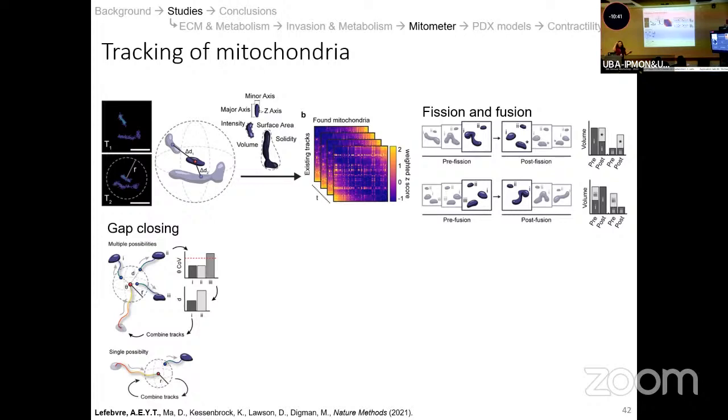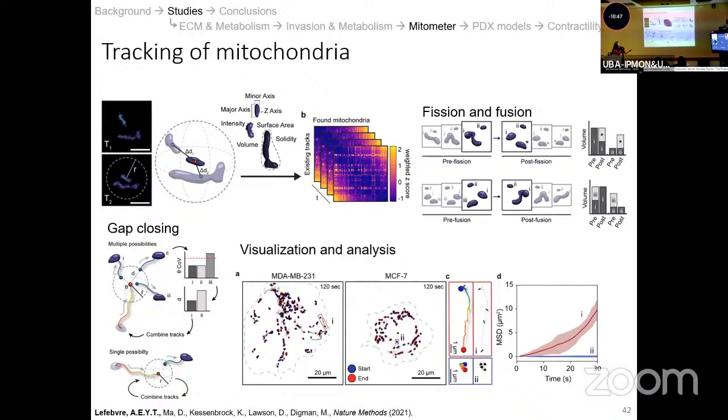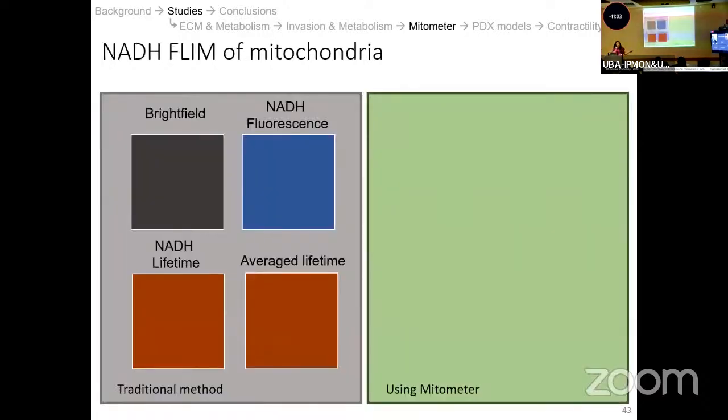If it was a single object and then it became two objects, it underwent a fission event. And then the opposite was true for fusion. We can also look at the mitochondria mean square displacement, so calculate whether it's directed motion or just diffusive motion, and get the speed and directionality and the branching of the mitochondria, so how much it's branched.